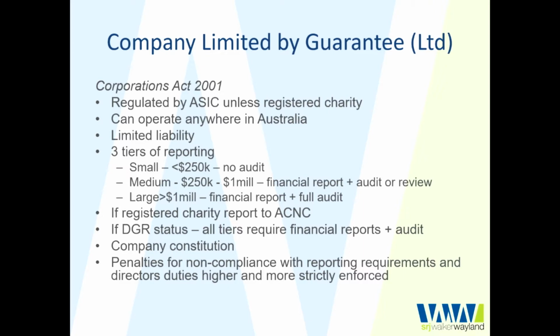If you decide to go down the registered charity path, you will also be governed and required to report to the ACNC, the Australian Charities and Not-for-Profits Commission. And if you are thinking of obtaining deductible gift recipient status, again, no matter what your turnover level is, you will be required to provide financial statements and audits to the relevant governing bodies. You must have a company constitution, and there are penalties for non-compliance with reporting requirements, and the director's duty, because you're governed under the Corporations Act, is more strictly enforced and more onerous.